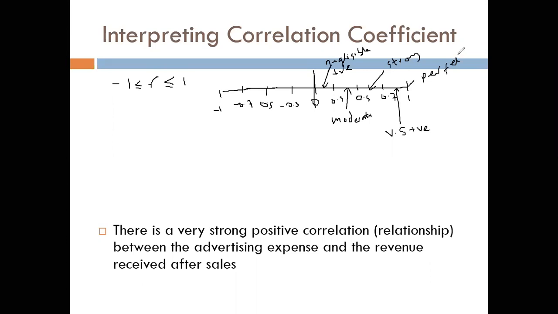Good. So that also applies to the other side of the graph. Over here, this will be negligible negative, this will be moderate negative correlation, this will be strong negative correlation, then very strong negative correlation, and then perfect negative correlation. So per the value we've just obtained, R equals 0.964, if we compare with our scale here, then there is a very strong positive correlation between advertising expense and revenues after sale. That is how we do the interpretation.